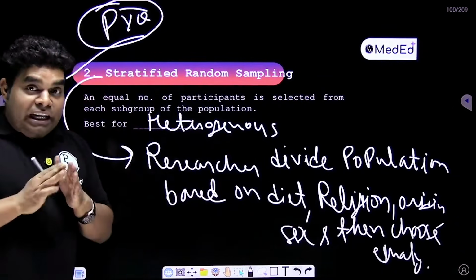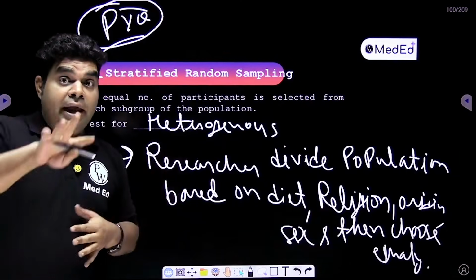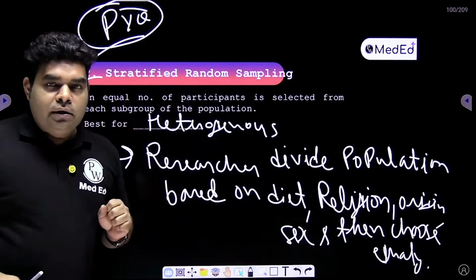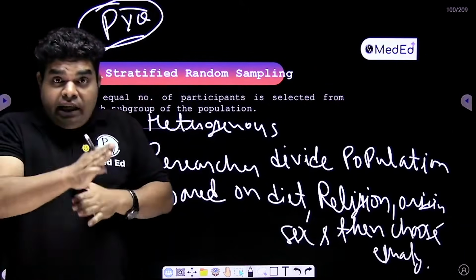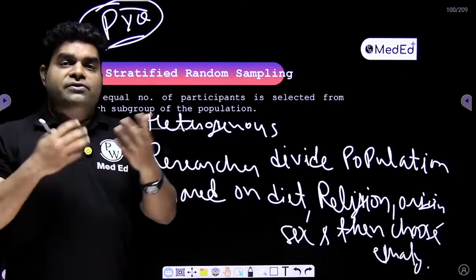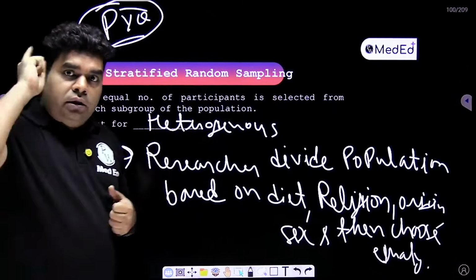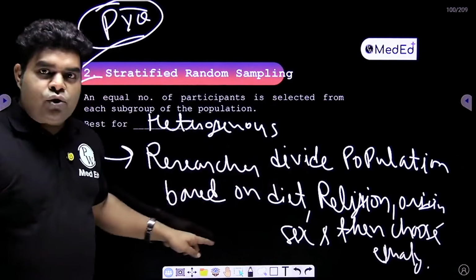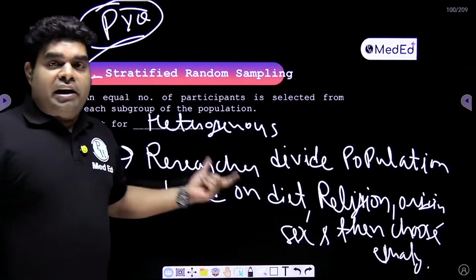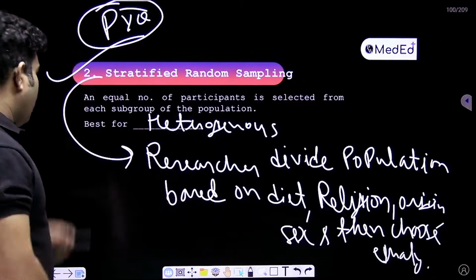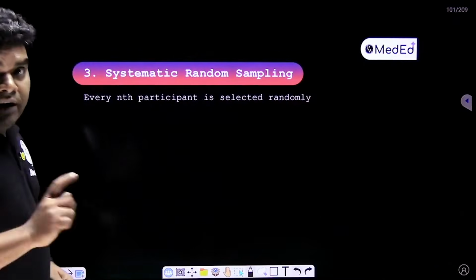So I divide you between boys and girls, and then I choose 5 from boys and 5 from girls. So I created the layer. Layer is strata. When I create the strata, the layers, and then choose, it is stratified. So in any question, if the researcher divides them based on religion, diet, or sex, like I am dividing you based on sex, it is stratified.